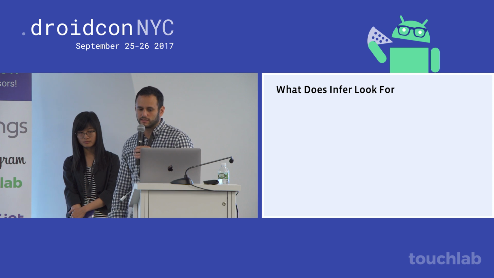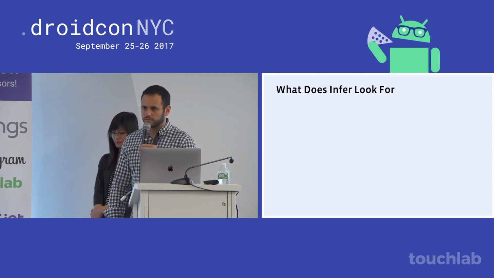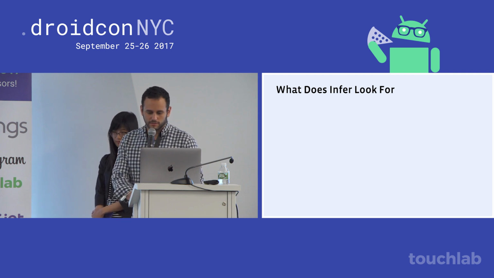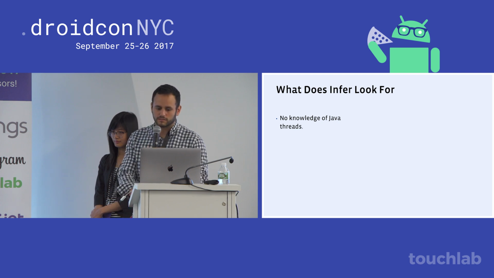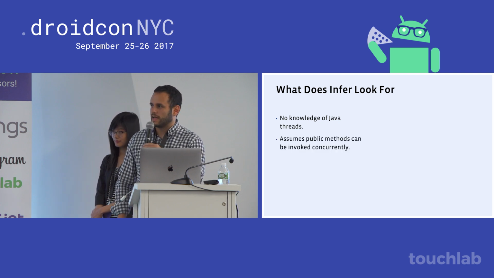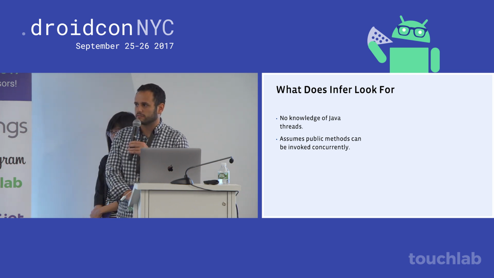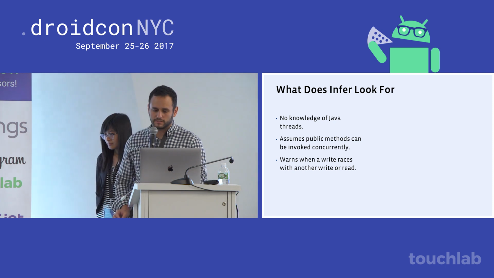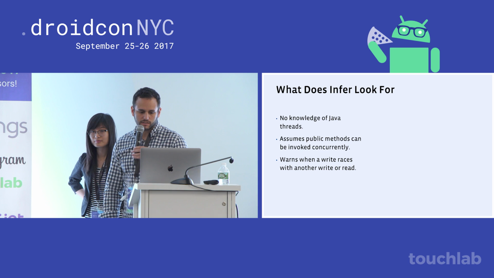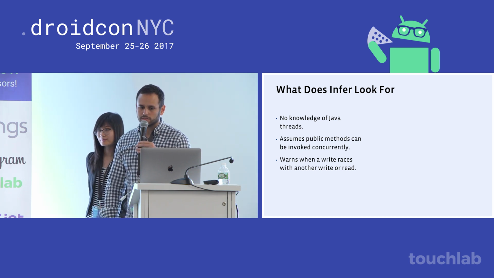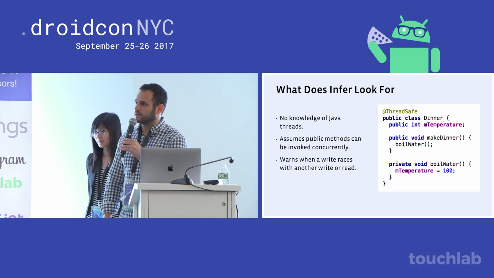So what exactly do I mean when I say that Infer can check for concurrency? It's actually quite different than how us humans would analyze code. Infer, at least in its current incarnation, has no specific knowledge of Java threads. It just simply makes the assumption that any public method, or not private method, can be invoked concurrently on any thread. And then it's going to warn whenever it sees two conflicting accesses to the same object field. A conflicting access is defined as a write that races with another write, or a write that races with a read.